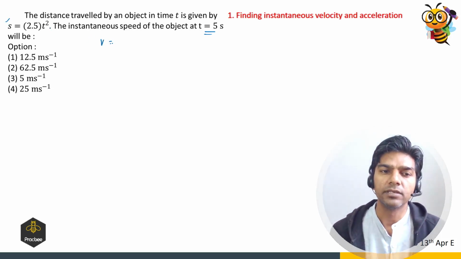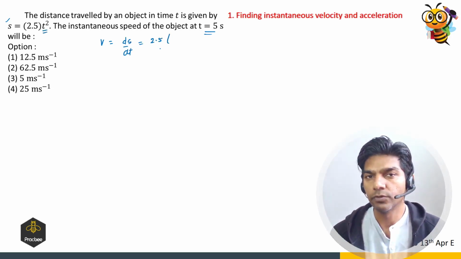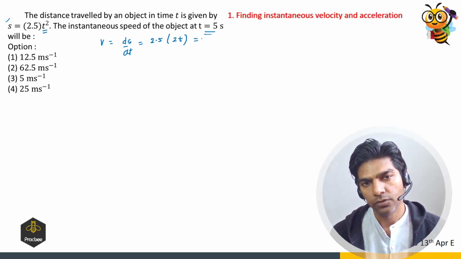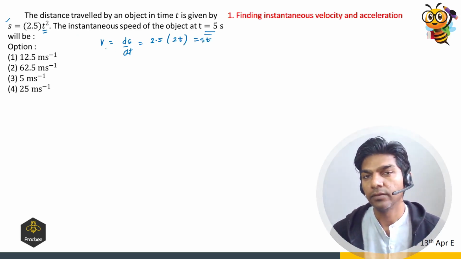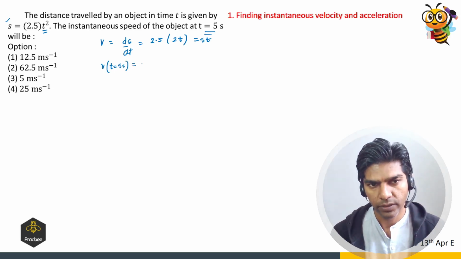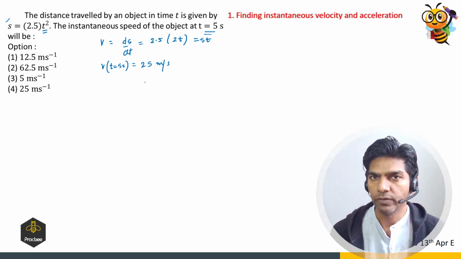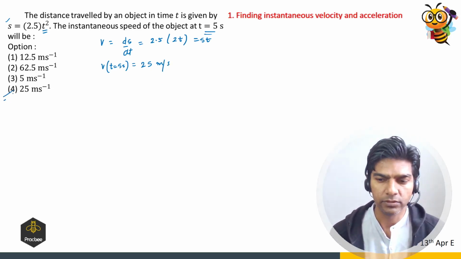So we can say this s is nothing but the position of the particle. So instantaneous velocity will be ds by dt, which is nothing but 2.5 times the differentiation of t square, which is 2t. So it comes out to be 5t. And what is the velocity at t equals 5 seconds? It will be 25 meters per second. And we know the magnitude of the velocity is speed, so speed is also 25 meters per second. So option 4 is the right answer.